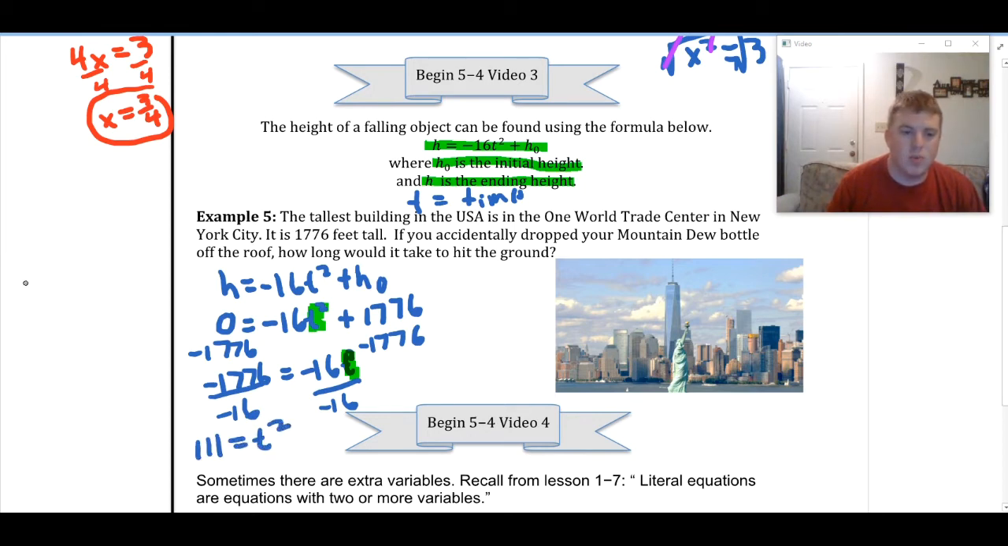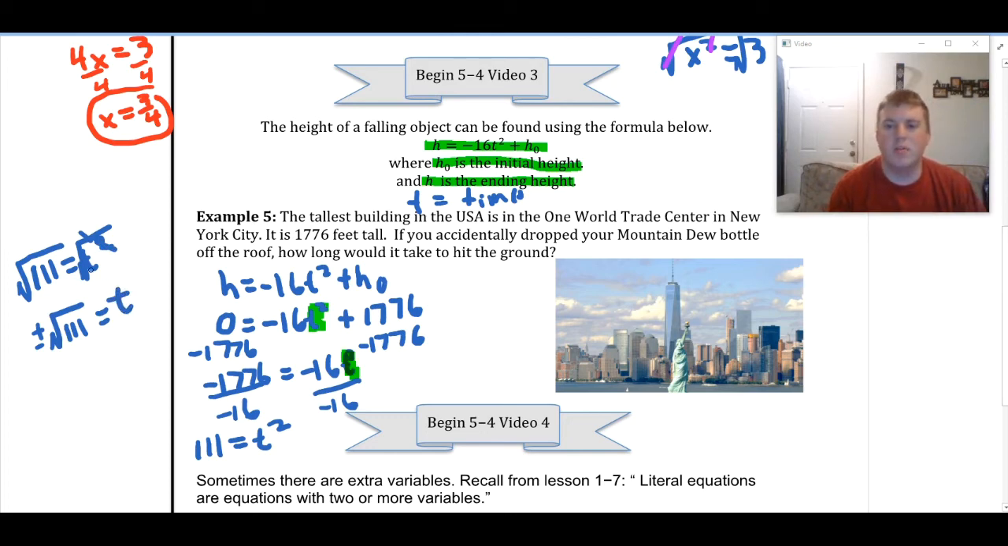We have that t squared by itself. I'm just going to write it over here where we have a little bit more room. So the last thing we're going to do is take the square root of both sides. Remember, when we take the square root, we're going to make that positive or negative square root of 111. And the square root and the squared symbol will cancel out here, so we'll just have t.